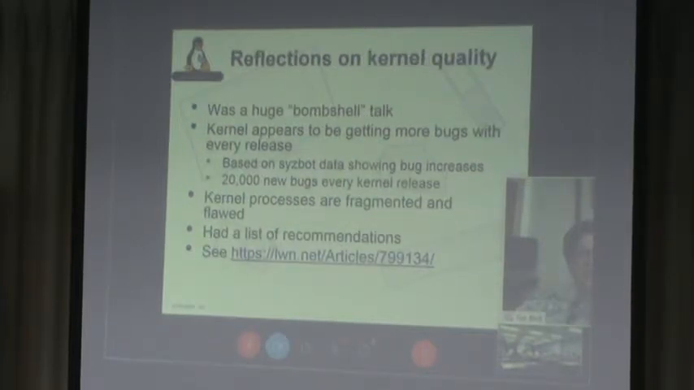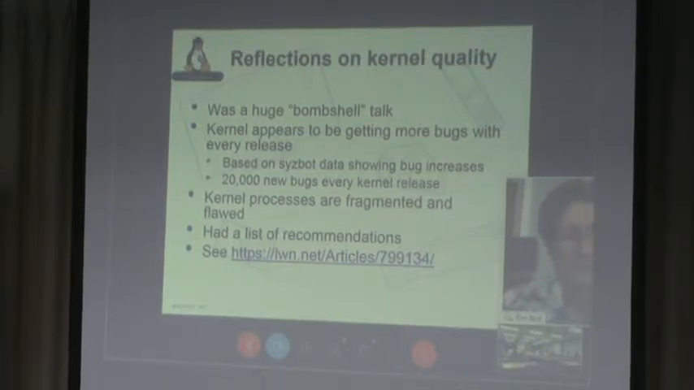And then the last talk, which I went to, and the last talk that was very big news at the conference, was a talk called Reflections on Kernel Quality. This is what we refer to as a bombshell talk. There's a developer from Google, Dmitry Vyukov, who has been studying the kernel bugs. Based on his research, more bugs are going into the kernel than we are fixing every release. He said every release of the kernel, by his estimation, has 20,000 new bugs. And he had actual data to back up this claim, and it's a very frightening claim. If it's true, it means the kernel is headed for some kind of crisis in terms of bug management.